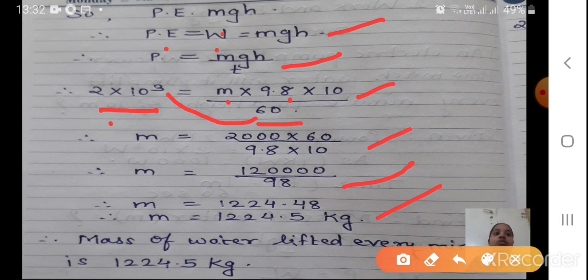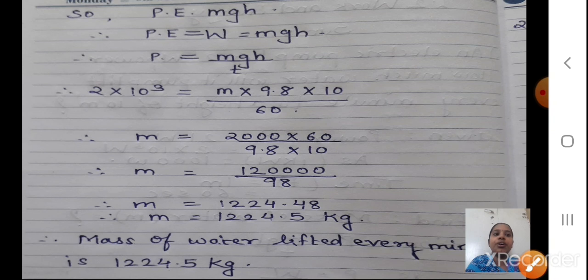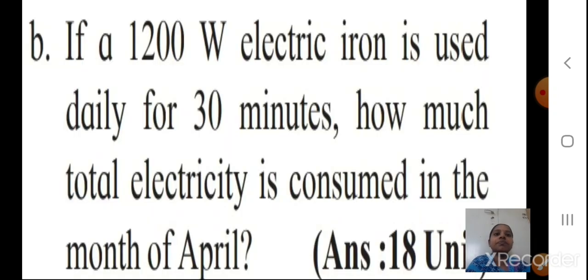Okay students, so the mass of the water which is lifted every minute is how much? 1224.5 kg. Okay students, I hope now you have understood this sum. You are going to do it on your own. Okay, now the next sum.